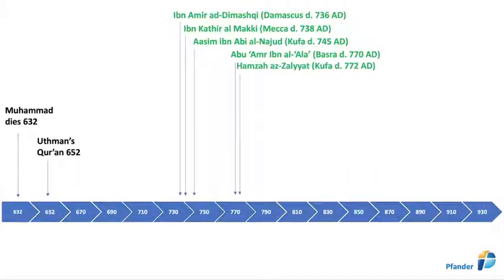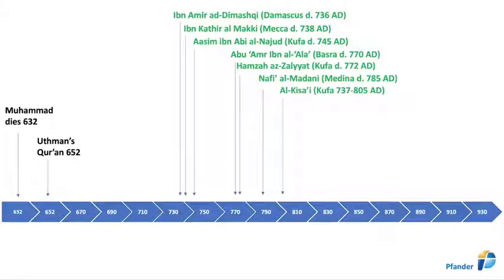This is number 4. Number 5 is Hamza al-Zayyad from Kufa, which is in Iraq, 772. That's even later. Then you get finally another one from Medina, which would be a Qurayshi Quran, and that's 785. Goodness sakes, that's 150 years after Muhammad. And then finally you get Al-Qasai from Kufa, 805. Now we're into the 9th century. Now we're 170 years later. This is long after Muhammad.